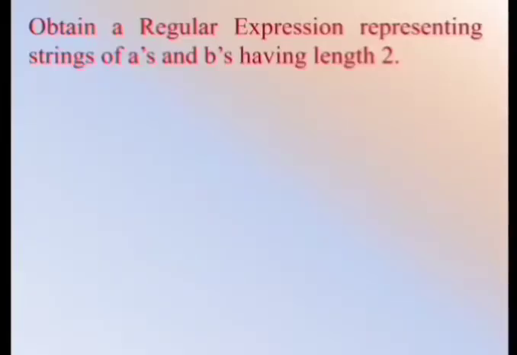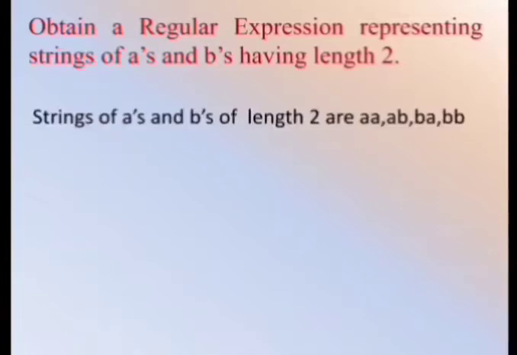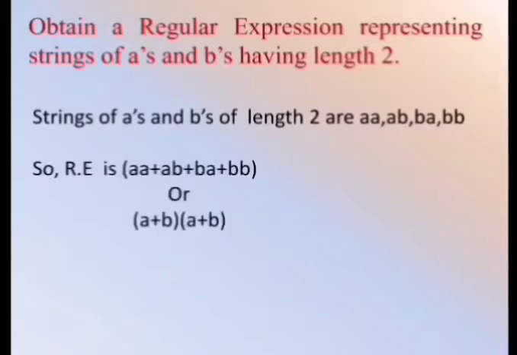The first problem is to obtain a regular expression representing strings of A's and B's having length 2. The question says strings are formed using only A's and B's and the length of the string should be 2. So the different combinations of A's and B's of length 2 are AA, AB, BA or BB. So we can write the regular expression as AA plus AB plus BA plus BB. This can be further simplified as (A plus B) into (A plus B).